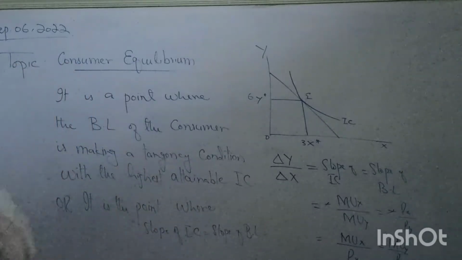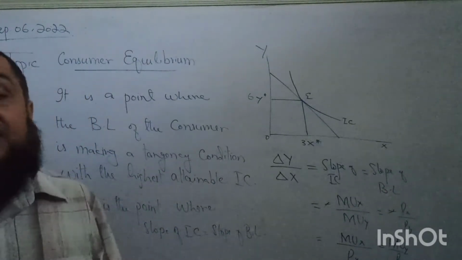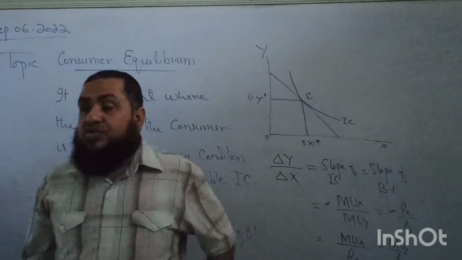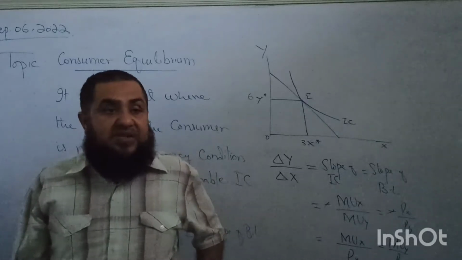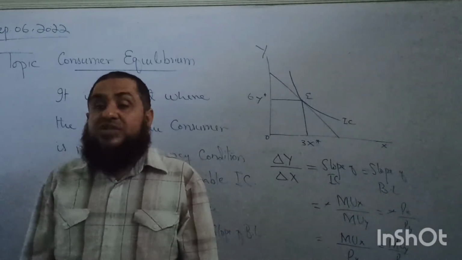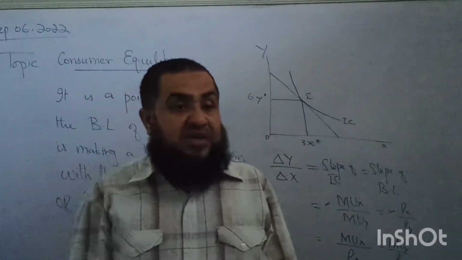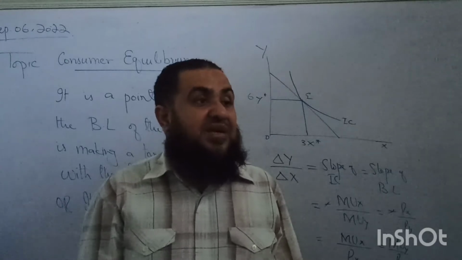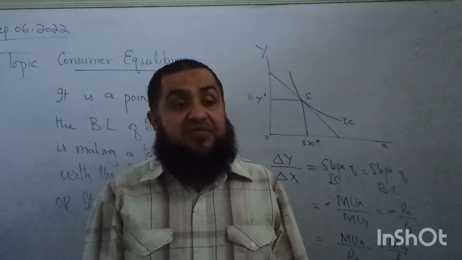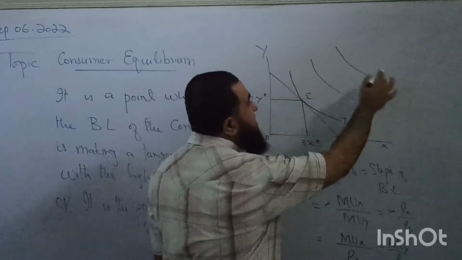So ordinal approach means where utility cannot be measured in terms of numbers. Okay, we had shown the utility by indifference curve and the consumer's affordability by budget line. So consumer equilibrium is the point where the budget line of the consumer is making a tangency condition with the highest attainable indifference curve. So this is the highest attainable. There is a map of indifference curve I said.